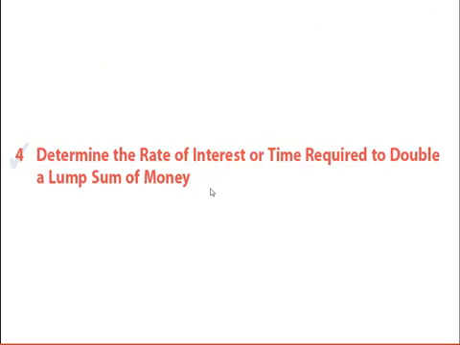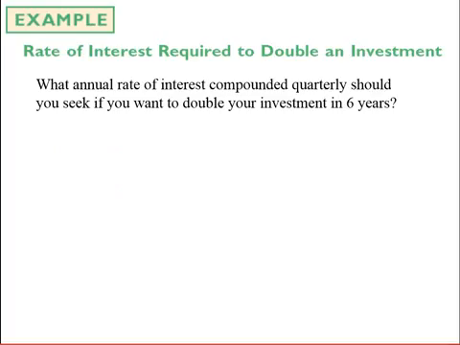All right, now let's look at the really interesting problems that I was talking about. If we're looking for the rate or the time, this is an exponential equation that we're going to solve. So this first example says, what annual rate of interest, if we compound quarterly, should you seek if you want to double your investment in 6 years?